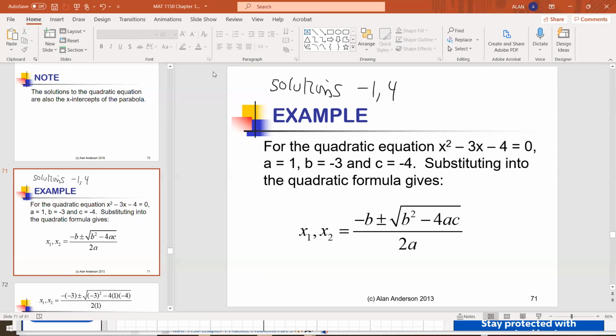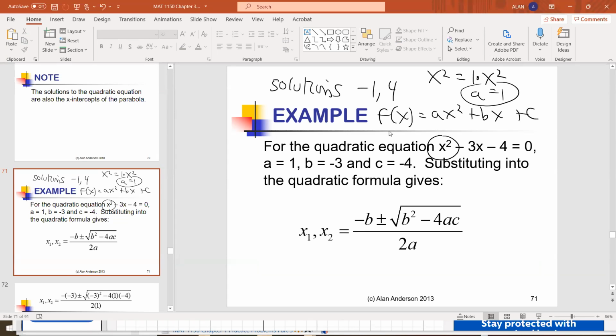Well, let's prove it. Let's use the quadratic equation. So here, remember, because the function is written as ax squared plus bx plus c. By the way, here, x squared, as you know, is the same as 1x squared. So here, a equals 1. Okay, so a is 1. B is clearly -3, and c is -4. So with that in mind, we can plug these into this quadratic formula.